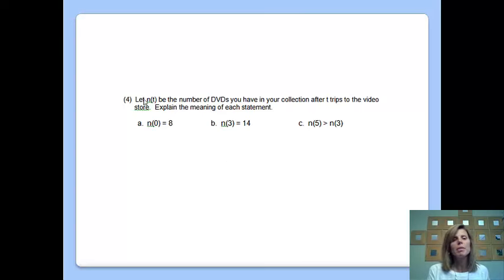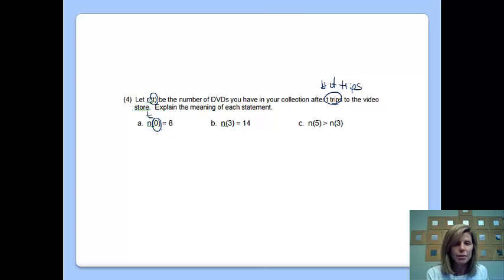All right, another example. Let n of t, so notice we're just changing instead of f or x, we're just using different variables, that's okay, be the number of DVDs you have in your collection after t trips to the video store. Explain the meaning of each statement. So we just need to decide what does that mean in the context of the situation. Well, notice the t is in the parentheses, so it told you that t is the number of trips that you're taking to the video store. So in this example, this value is the t. So what does that mean? That means you have taken no trips to the video store.